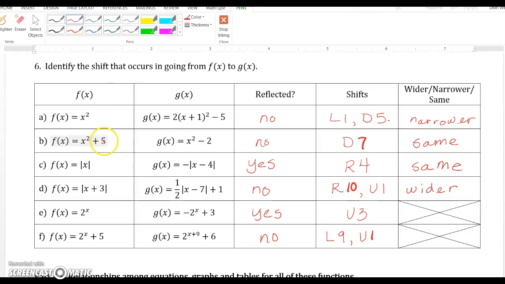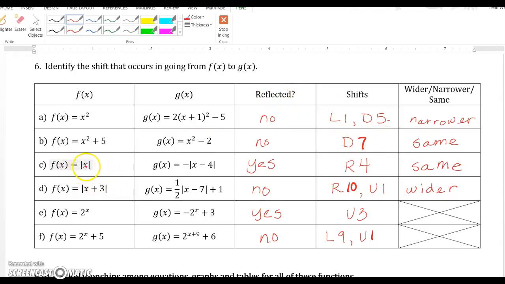The graph would be shifted up 5. This one's graph would be shifted down 2. So the difference between up 5 and down 2, from this one that was above 5 to 2 below, would actually be down 7. So be careful on that one. That one might have tripped you up.